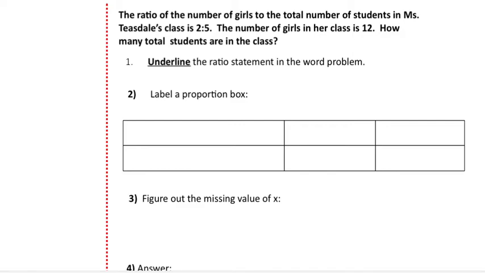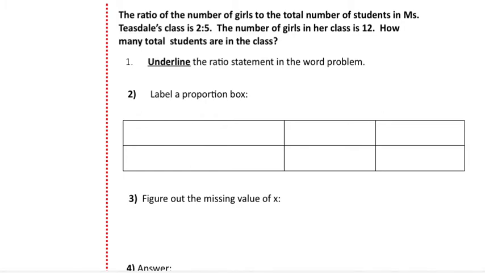Again, let's follow those same problem-solving steps. So number 1 is read the question. The ratio of the number of girls to the total number of students in Miss Teasdale's class is 2 to 5. The number of girls in her class is 12. How many total students are in the class?